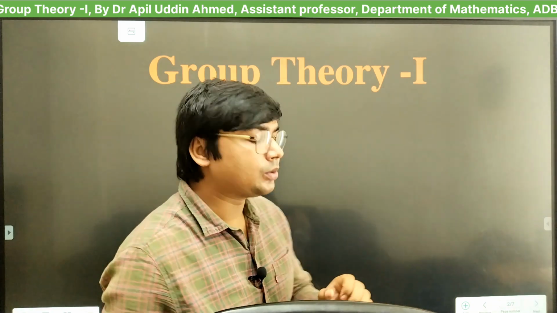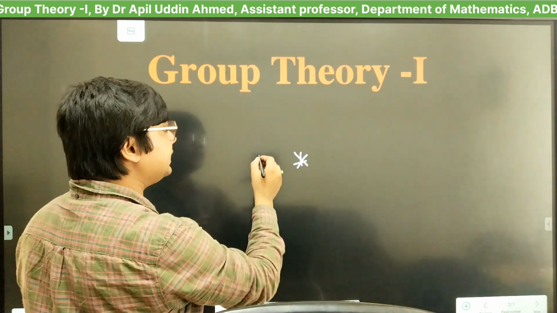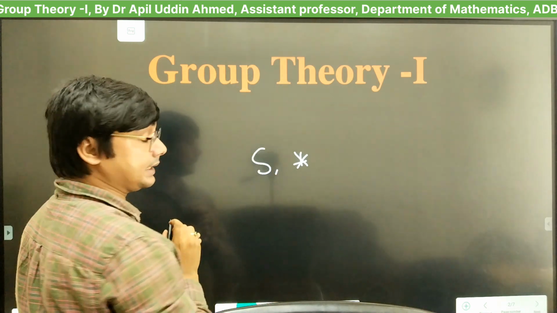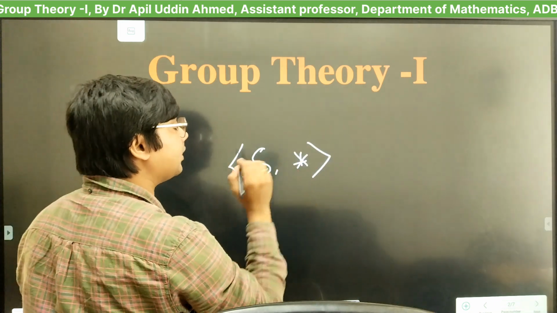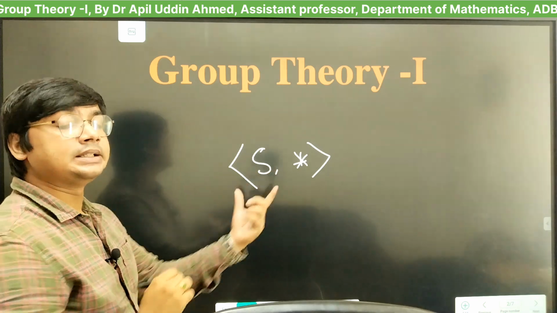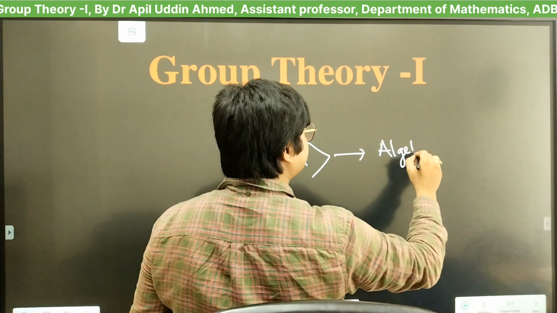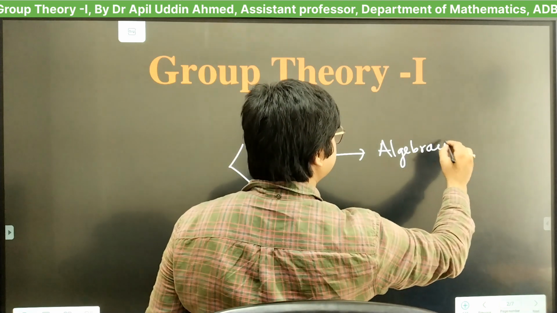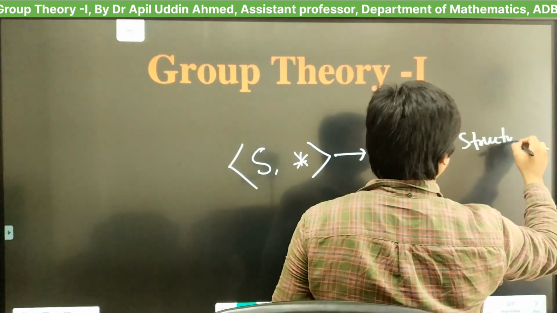So you see here, if we consider an operation, suppose star, and a non-empty set S together with the operation star, then this is a structure, and this type of structure we call an algebraic structure.